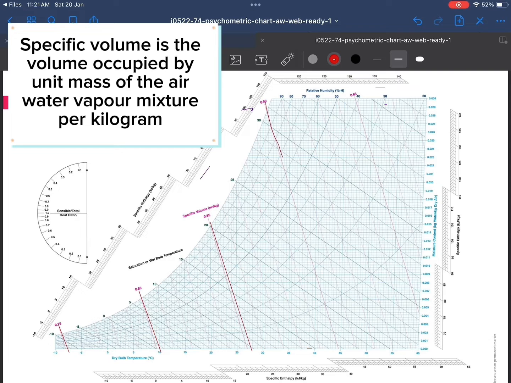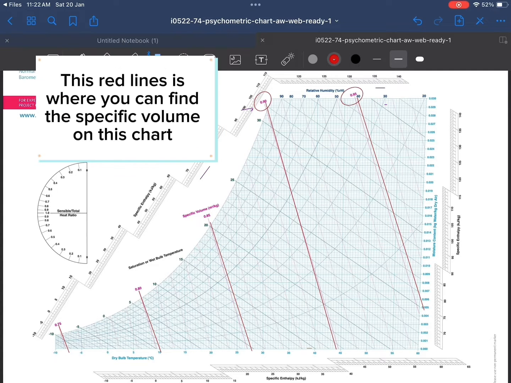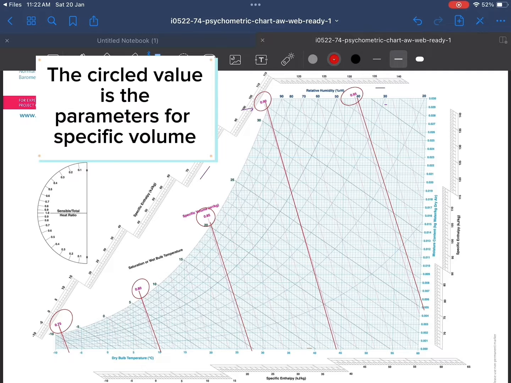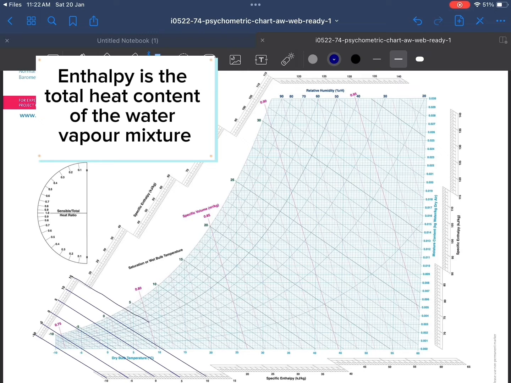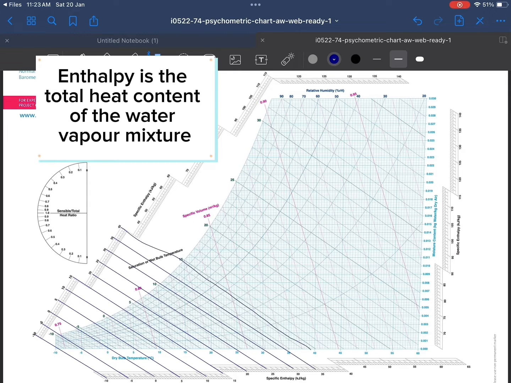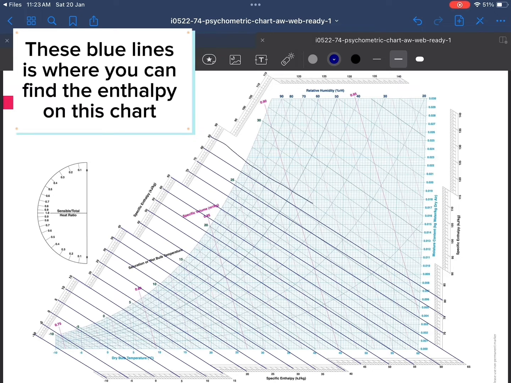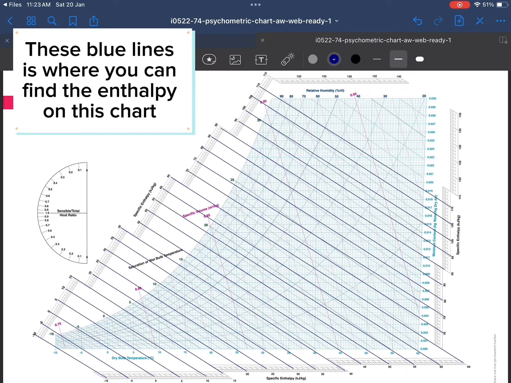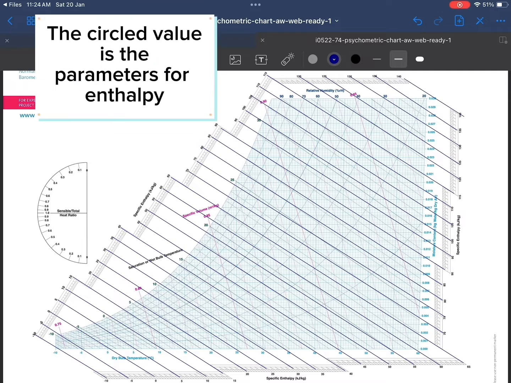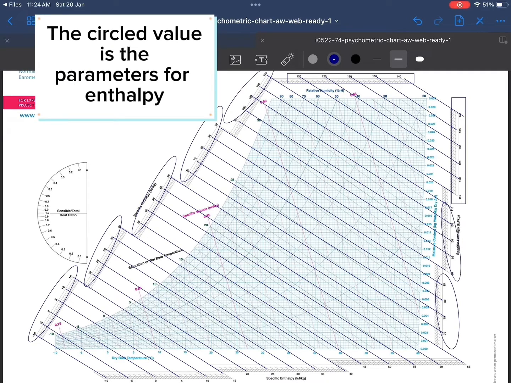Next is specific volume. It is the volume occupied by a unit mass of the air-water vapor mixture, per kilogram. These red lines are where you can find the specific volume on this chart. The circled value is the parameter for specific volume. Enthalpy is the total heat content of the air-water vapor mixture. These blue lines are where you can find the enthalpy on this chart. The circled value is the parameter for enthalpy.